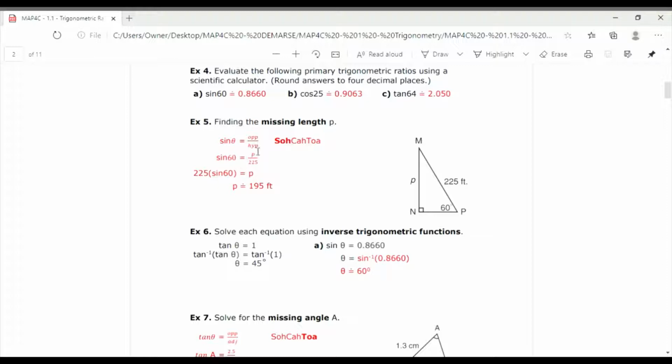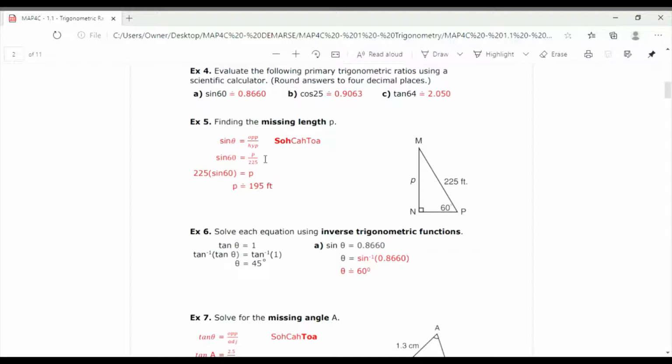And opposite over hypotenuse, well, opposite is what I'm trying to find. That's the value of p. The hypotenuse has a length of 225 feet, so let me fill that in. I have the equation sine 60 degrees is equal to p over 225. That's feet.